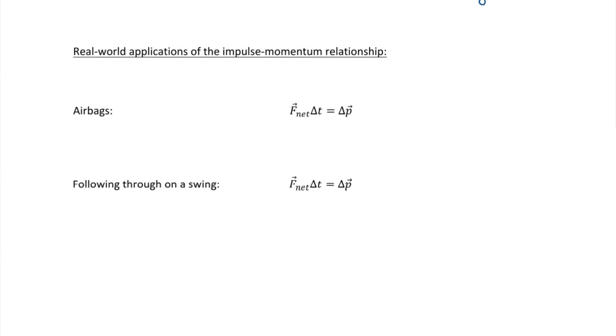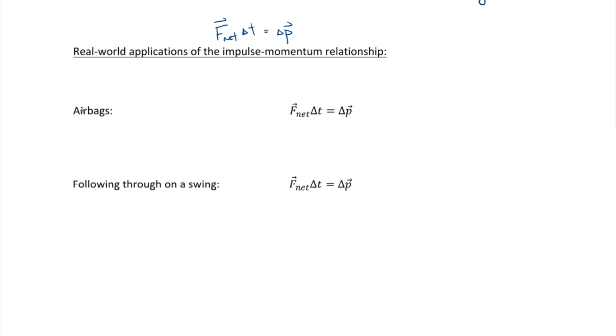Let's close by looking at some real-world applications of this impulse-momentum relationship. Again, remember that what we're talking about when we say the impulse-momentum relationship is that F net times delta t is equal to the change in momentum. The net force times the time over which it's applied gives us the change in momentum.